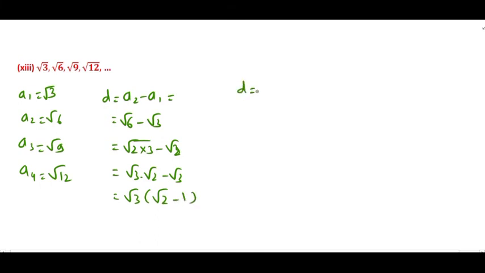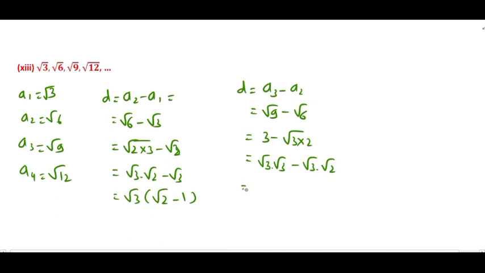And this d can be written as a3 minus a2. And what is a3 here? Root 9. And what is a2 here? Root 6. And this root 9 can be written as 3, and root 6 can be split into root 3 into root 2. And see here, I can write this as root 3 into root 3, isn't it? And this can be written as root 3 into root 2. And I can take root 3 common and again root 3 minus root 2.